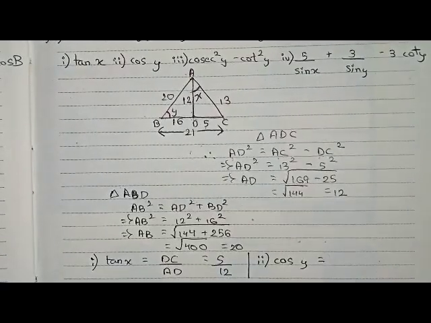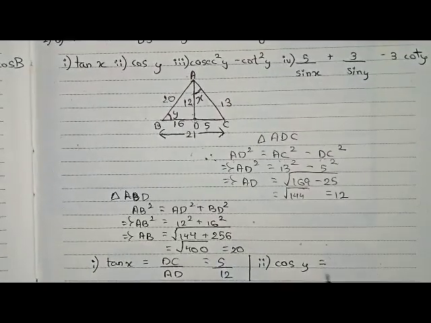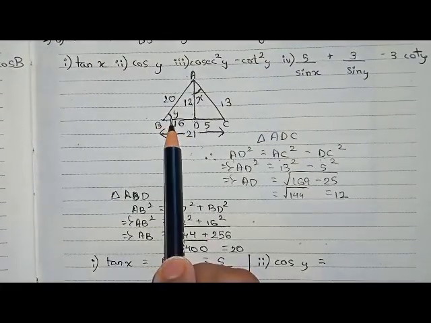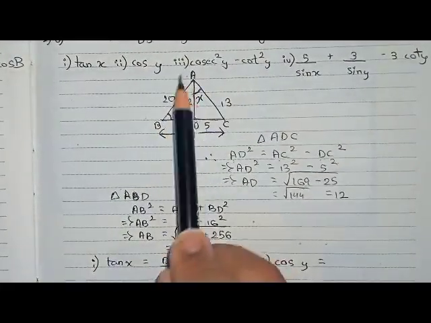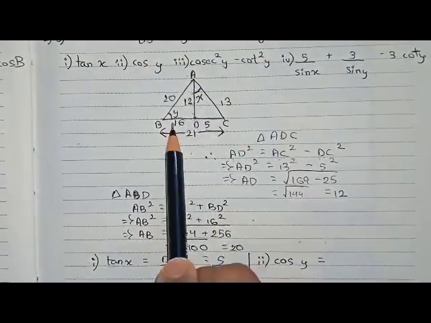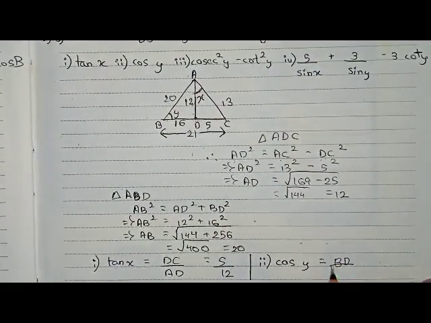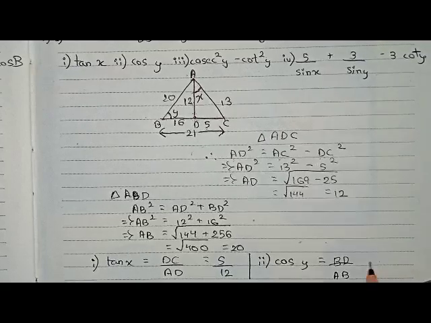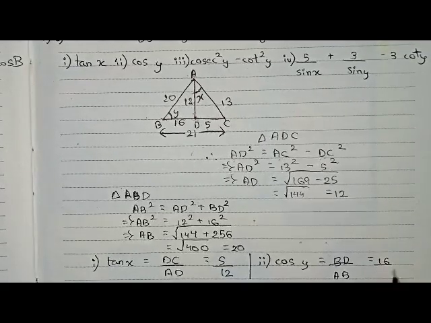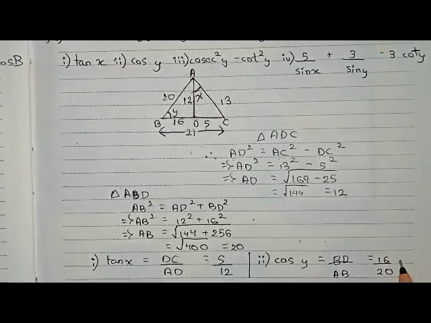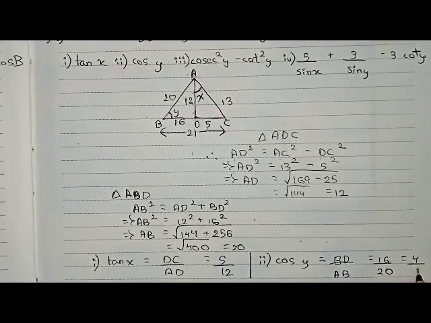Number 2, cos y. So cos means base by hypotenuse. So here y. So opposite side AD is the height. So therefore BD is the base. So BD by AB. So BD is 16 and AB is 20. We cut by 4. It will become 4 by 5.